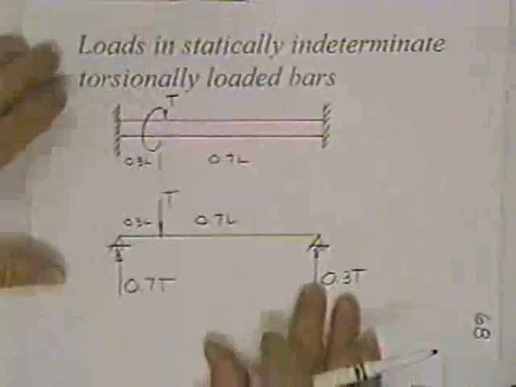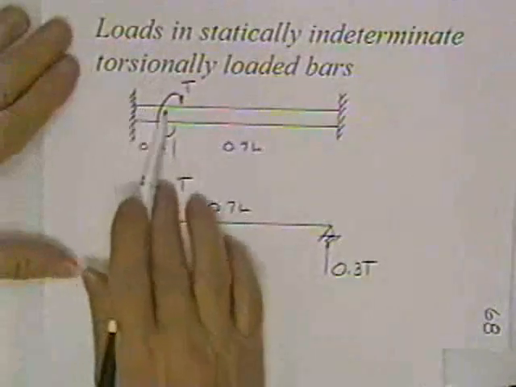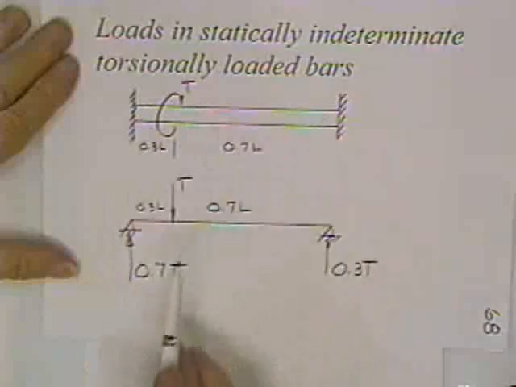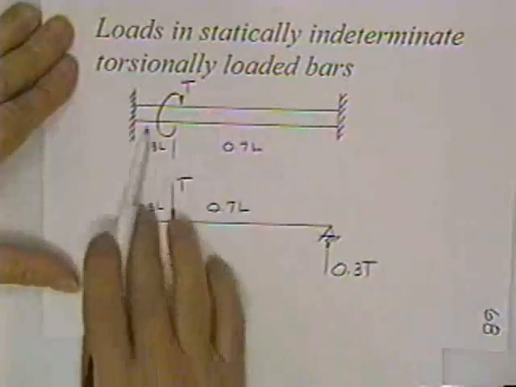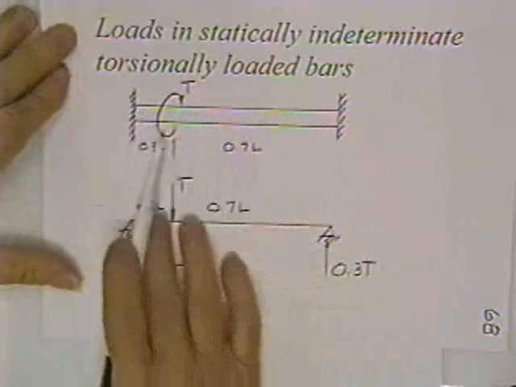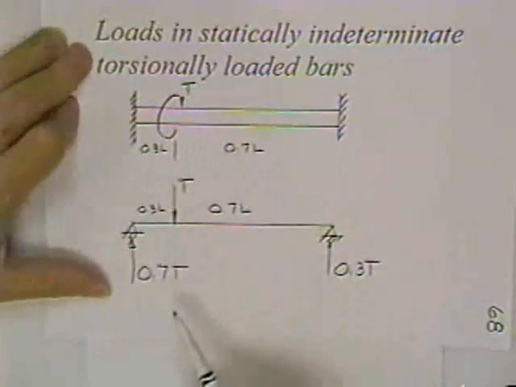Interestingly enough, torsion works the same way. In both these cases, the bar has to be the same size. I can't imagine them giving you more than one size bar. It has to be made out of one material. I can't imagine them giving you more than one material.